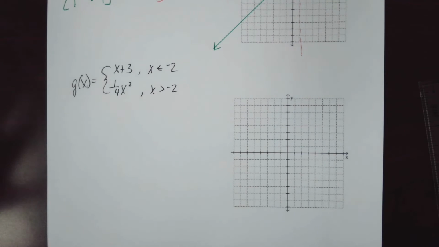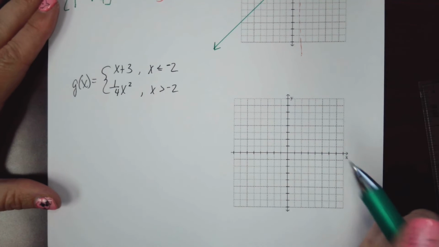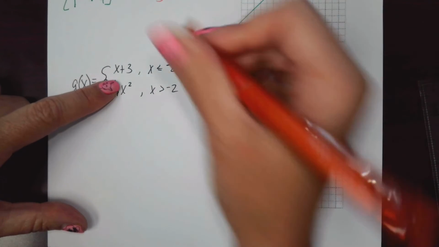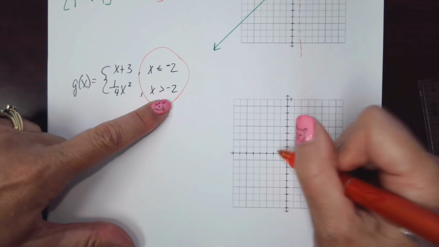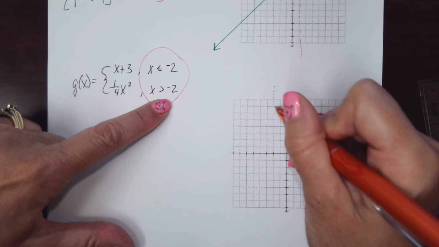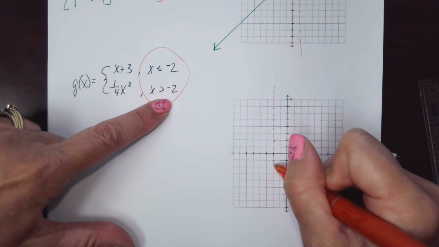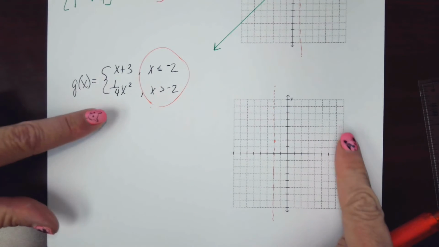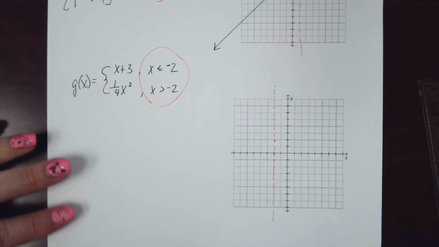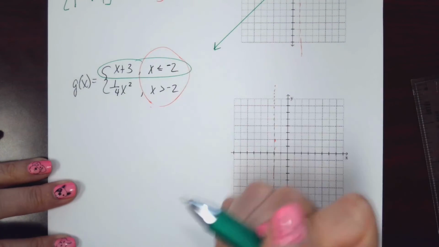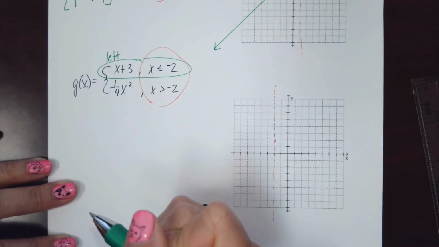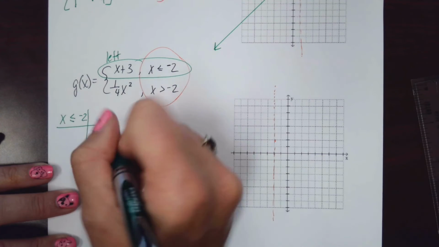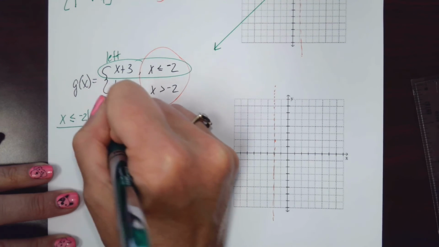We're going to go ahead and color code the same way so that we have the left side and the right side. This time my domain break is at -2. So this is where my function breaks at -2. So I have a left side, this first rule, and I have a right side, the second rule. So the first side, the left side of my domain break, x values less than or equal to -2, the rule is g of x equals x plus 3.